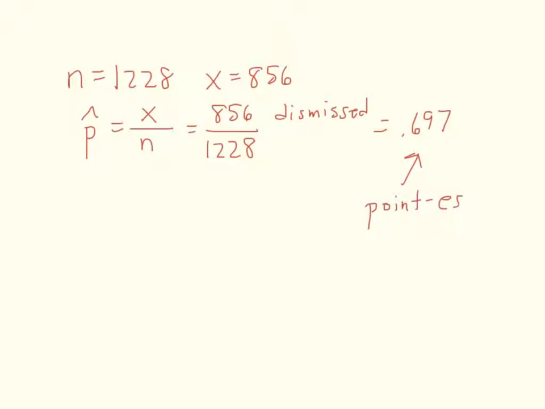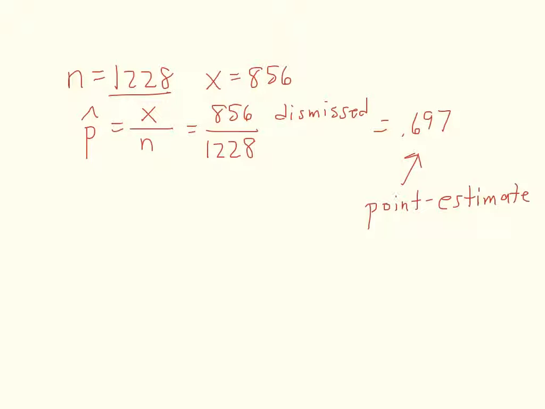Now, if we only took 20 lawsuits and just evaluated those 20, we probably wouldn't get as good of a point estimate. We could, but chances are we're not going to get a great point estimate. But if we look at over 1,000 of them, then we're probably going to get a pretty good point estimate.